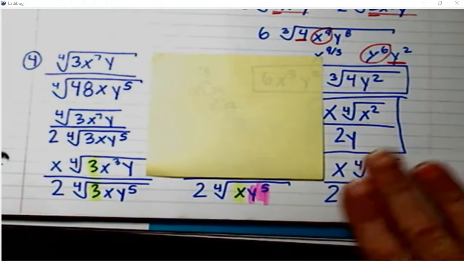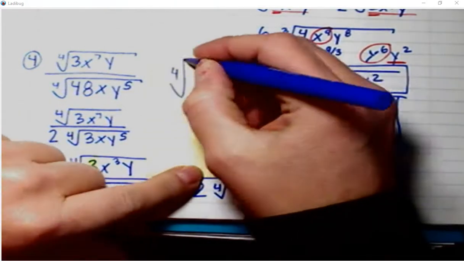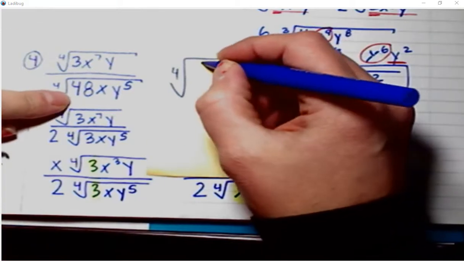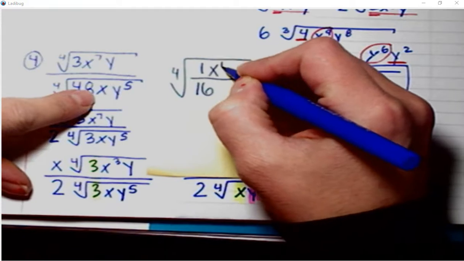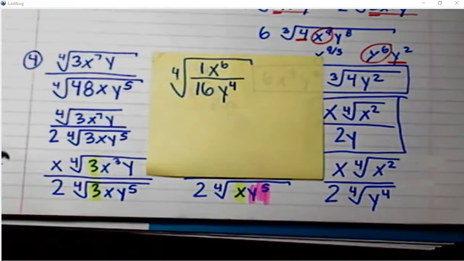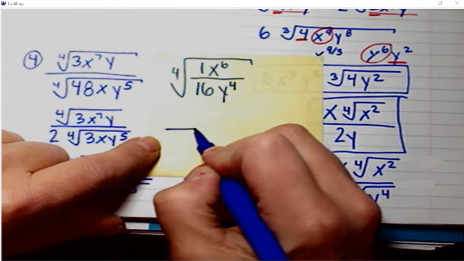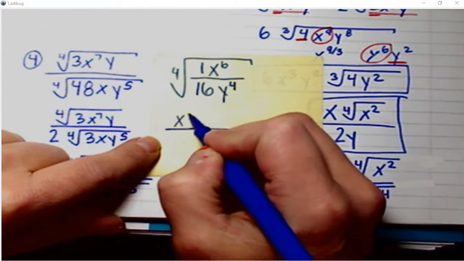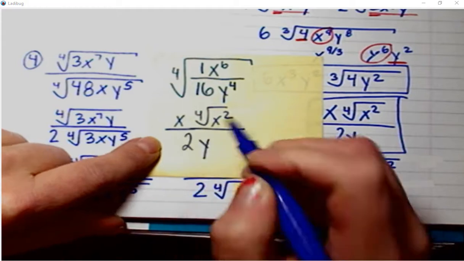But watch this. Okay? See all that space it took me? What if I just reduce my radical to start? 3 and 48 is 1 over 16. x^7 and x is x to the 6th. y and y^5 is y to the 4th. Voila! 2 steps later and you're finished. Okay, so the top comes out as x 4th root x squared, and the bottom comes out as 2y.